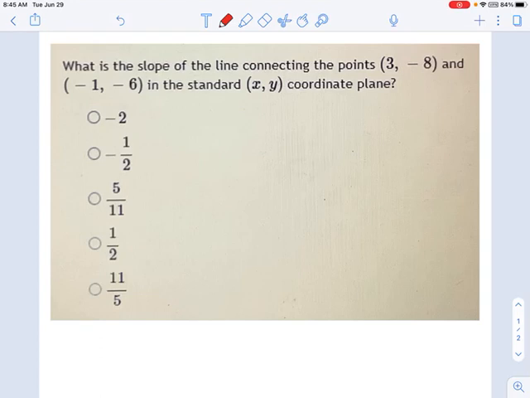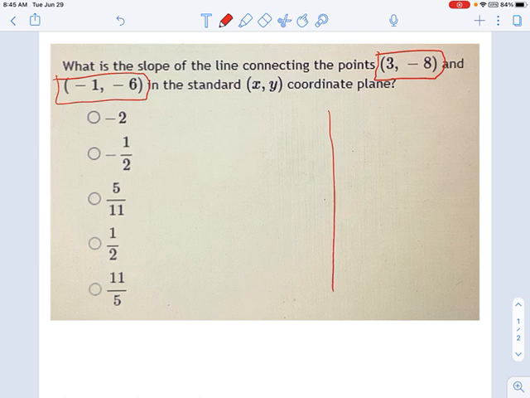So we are asked in the question, what is the slope of a line containing 2 points? One of the points is (3, -8). The other point is (-1, -6). And one way you can do this is you could draw yourself an XY graph and put these points on there. Here's (3, -8), something like this.